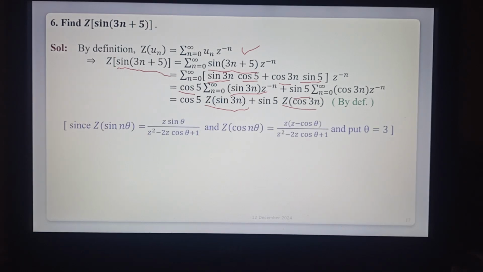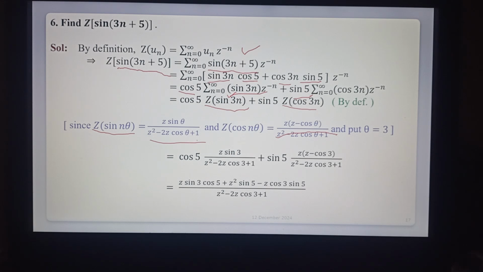Okay, so by using the formula already found, the z transform of sin n theta, here theta is equal to 3. So using that formula, substituting theta value 3. So that is equal to, substituting theta is equal to 3, cos 5 into z into sin 3 by z square minus 2z cos 3 plus 1. And here cos 3n means z into z minus cos 3 by z square minus 2z into cos 3 plus 1.